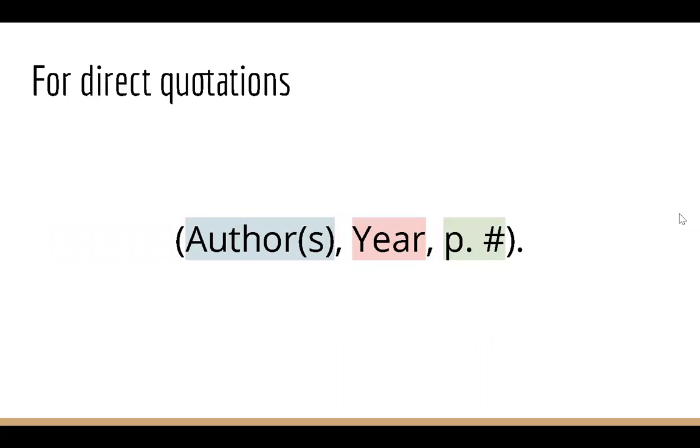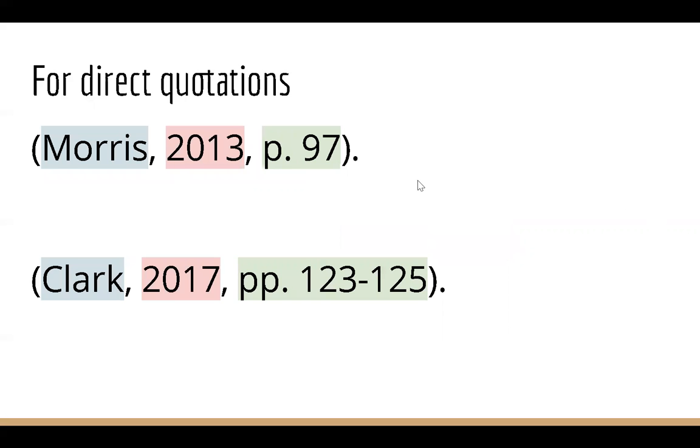If you're using a direct quotation, you'll have to add some additional information to your in-text citation. That information is the page number or numbers. For a single page number, you'll put a P, a period, and then the page number. For multiple pages, you'll put PP, period, and then the page range. Here's what this would look like in actual citations. Again, we have our author's names, our year, and then our page or page range contained within the parentheses.